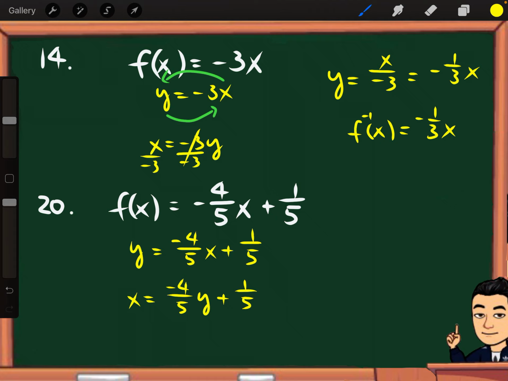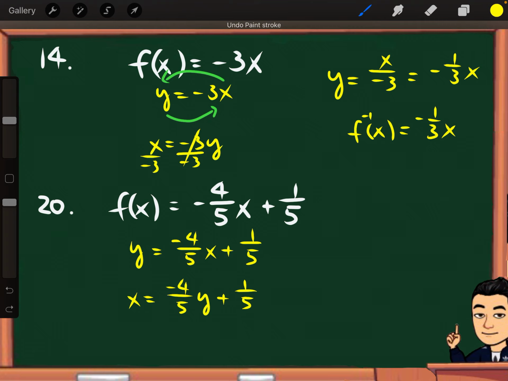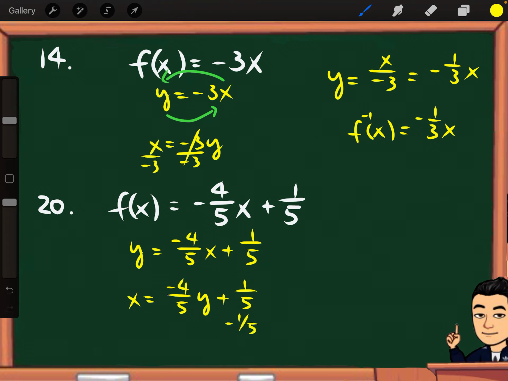Okay, so the next thing I want to do is go ahead and isolate this y. So I'm going to have to subtract 1/5 on both sides. Okay, so I have x minus 1/5 is equal to negative 4 over 5 y. I'll continue a step on isolating the y. So I'm going to multiply by negative 5 over 4 on both sides. Okay, so make sure that you multiply on both sides.